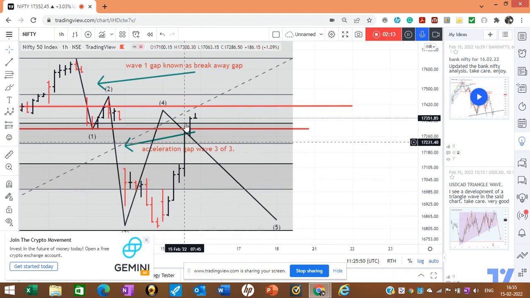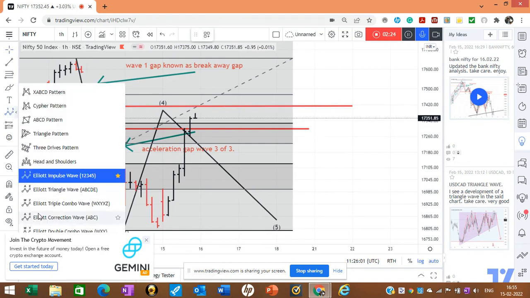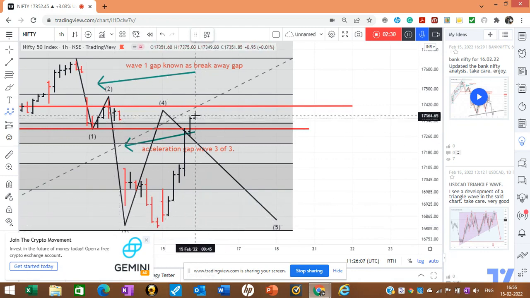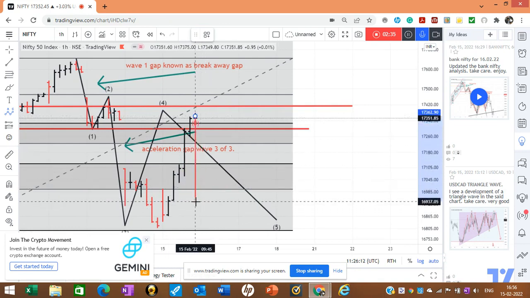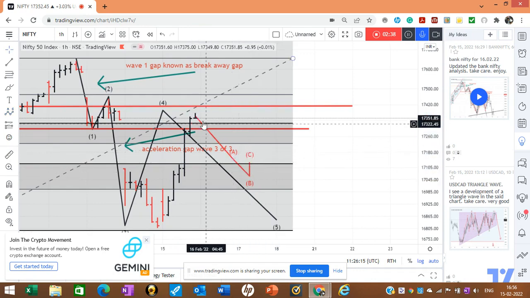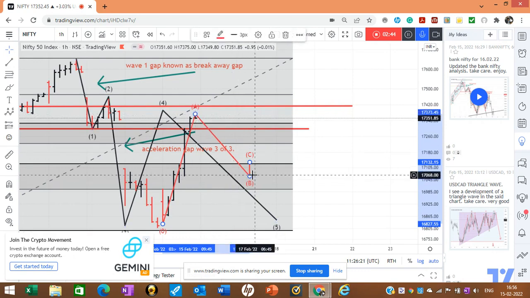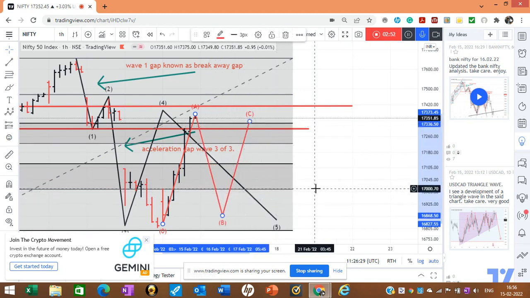And if this is a correction, then this is wave A, and we'll have wave B and C, something like this. Just make it simple. So if this is wave 4, then this will be wave A, and we will have wave B, and we will have wave C. Okay, if this is wave 4.